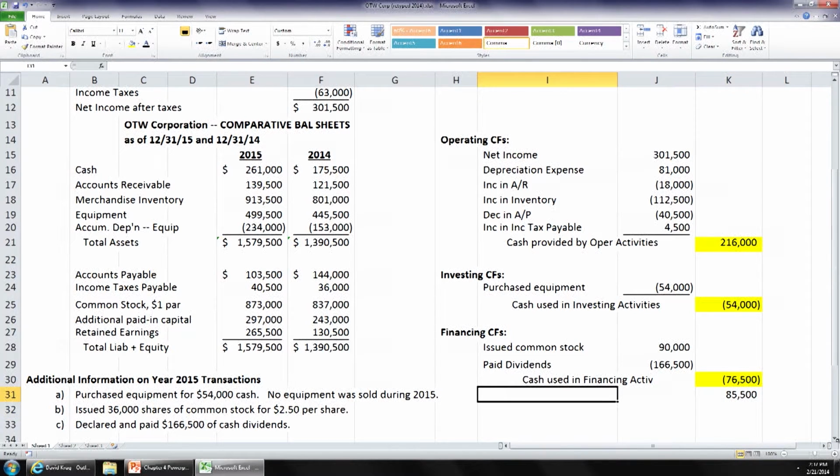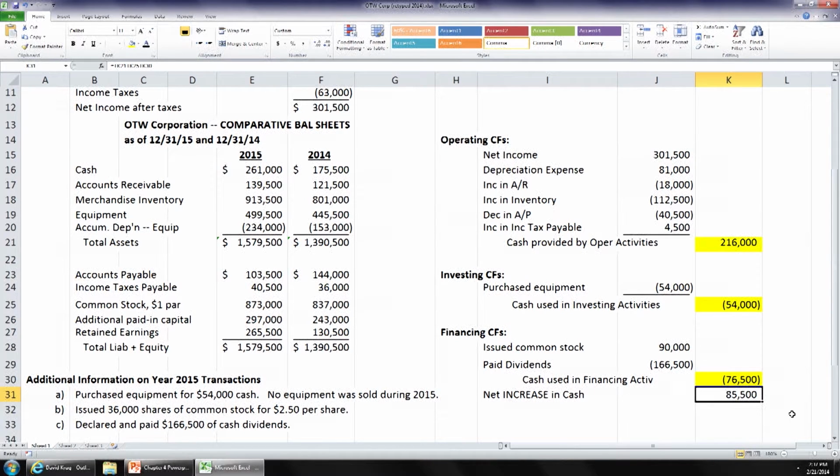Very nice. Net increase in cash, because it's positive, right, Lauren? Yep. Now here's the beautiful part. Do we know if that number is right? Is there any way we can check to see if that number is right?